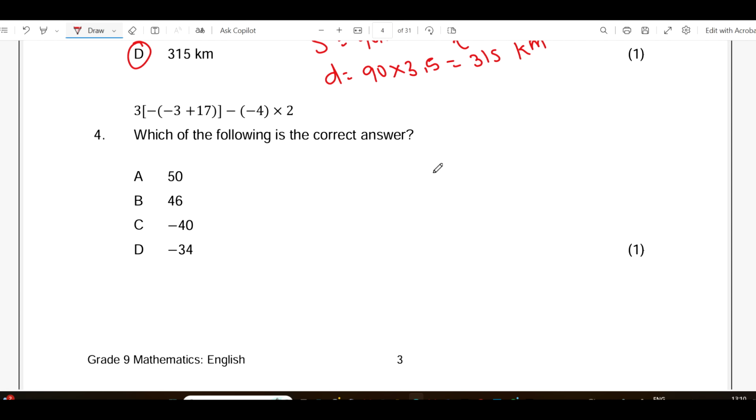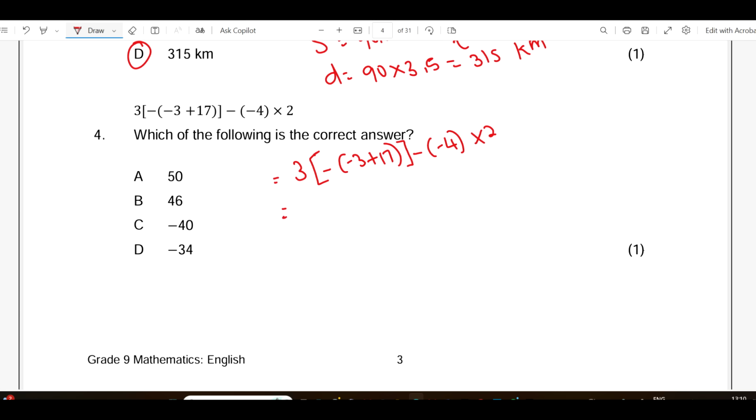Which of the following is the correct answer? Guys, what I can advise you for this type of question, you can simply use a calculator, or you can use the BODMAS rule in order for you to save time. But let's quickly solve this. It's going to be 3 minus 3 plus 17 minus 4 times 2.